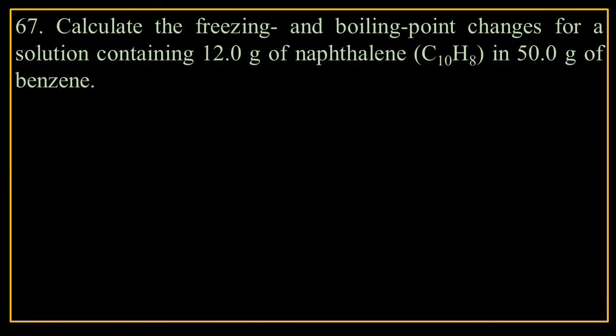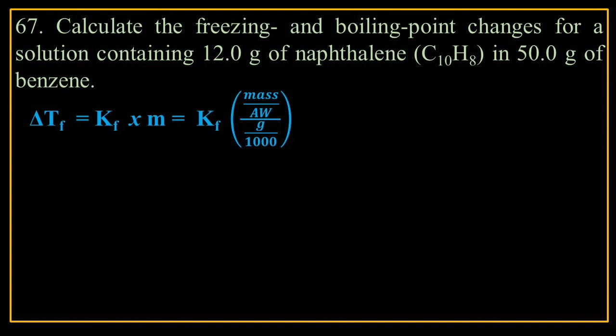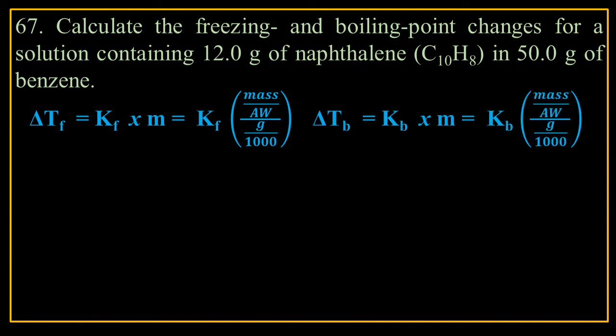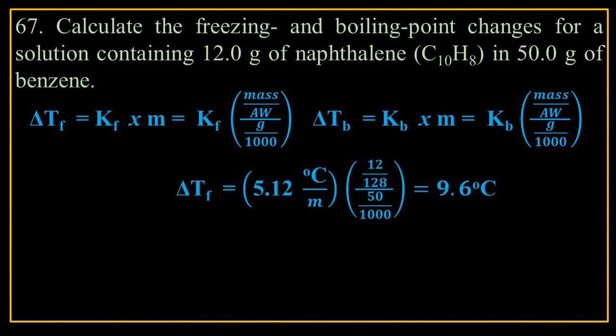Calculate the freezing and boiling point changes. In other words, the depression and elevation for a solution containing 12 grams of naphthalene, C₁₀H₈, in 50 grams of benzene. What you'll do is you need the molality, and there's the equation containing the constant for freezing point depression and for boiling point elevation. And m is expanded to include the molecular weight and the mass of the substance.